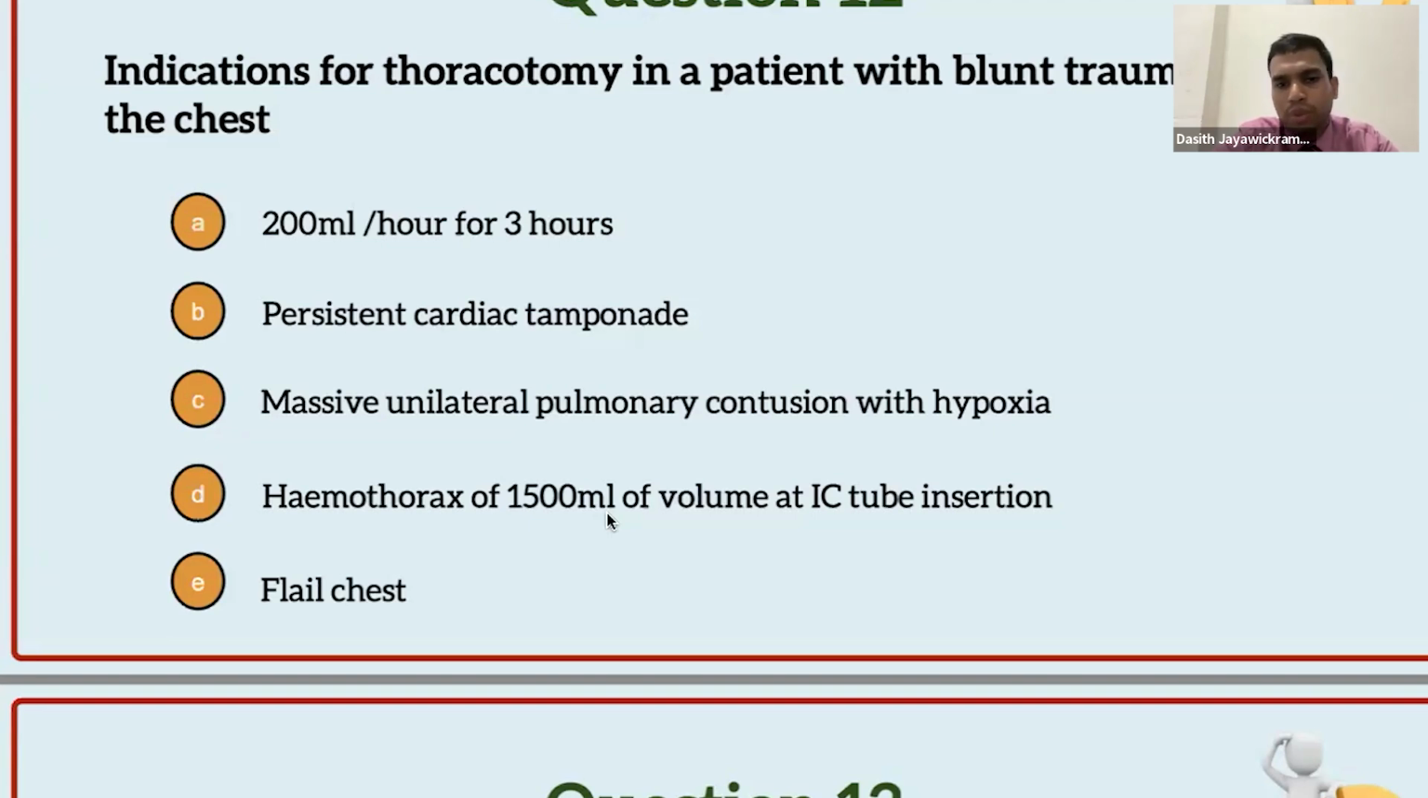Massive unilateral pulmonary contusion with hypoxia. No, you are not going to achieve anything by doing a thoracotomy. It's just conservative management for pulmonary contusions. You basically intubate and ventilate the patient with adequate fluid balance. Hemothorax of 1,500 milliliters of fluid at ICT insertion, yes, that is an indication for thoracotomy. And flail chest is not an indication for thoracotomy. So it's true, true, false, true, false.